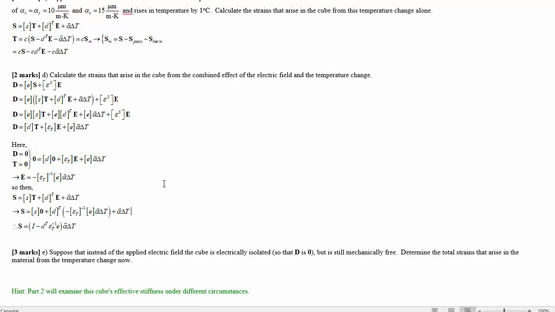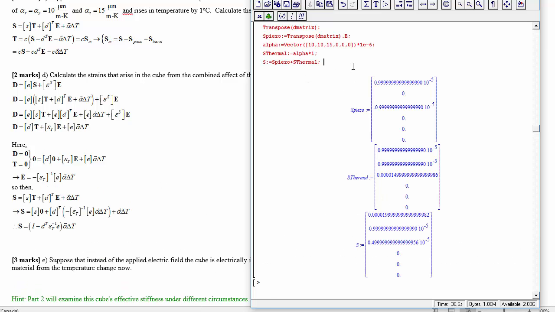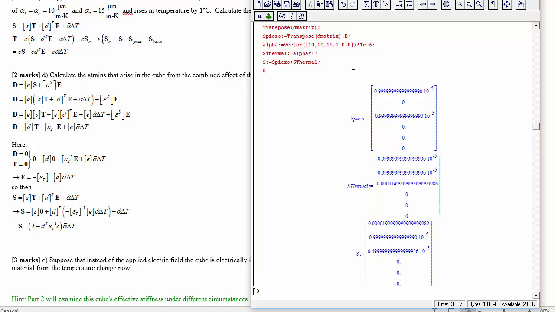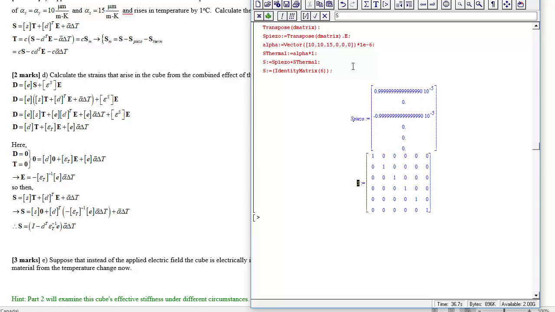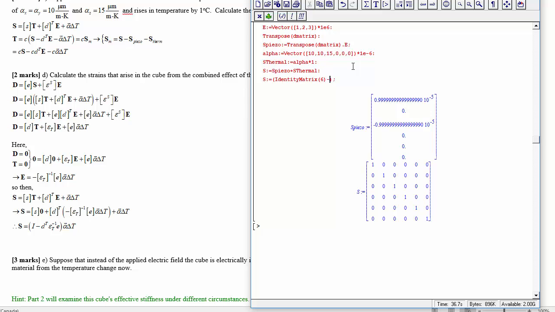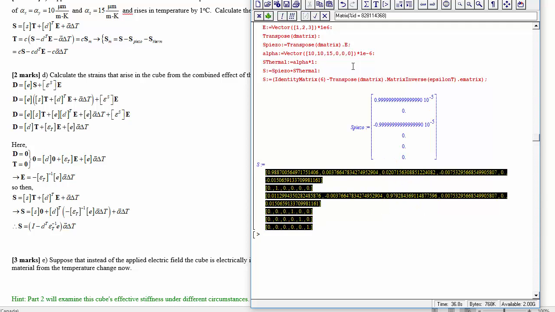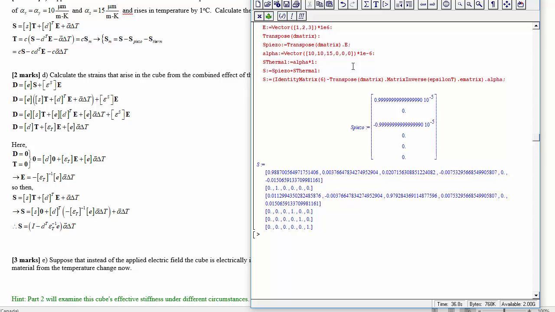So now that we worked all of that out, we should be able to, in Maple, directly jump right to the end of this particular setup. So this is a new strain that replaces what we had previously. So S is equal to identity matrix 6. Let's just check that that is the right syntax for that. Identity matrix. Yeah. So identity matrix 6 minus transpose of D matrix dot matrix inverse of epsilon t dot E matrix. And we're going to have that thing multiplied by alpha and then multiplied by 1.